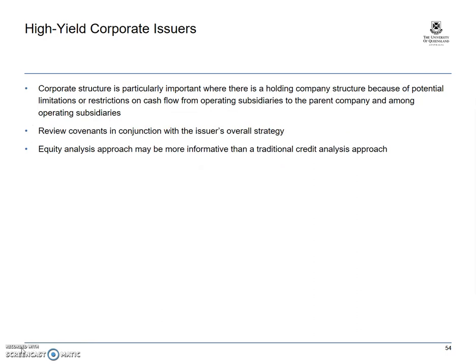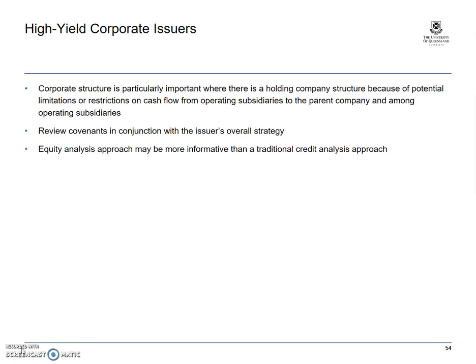Sometimes we have high yield corporate issuers, and often these companies will be of lower credit quality. The corporate structure is particularly important when we hold these types of debt, because there are potential limitations or restrictions on how cash flow may be able to flow from operating subsidiaries to the parent company or between them.